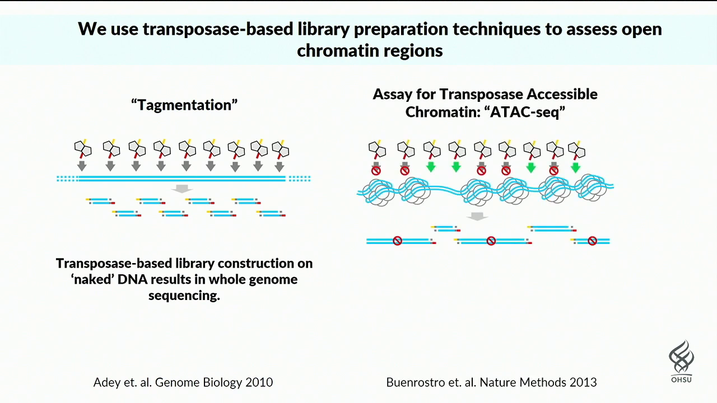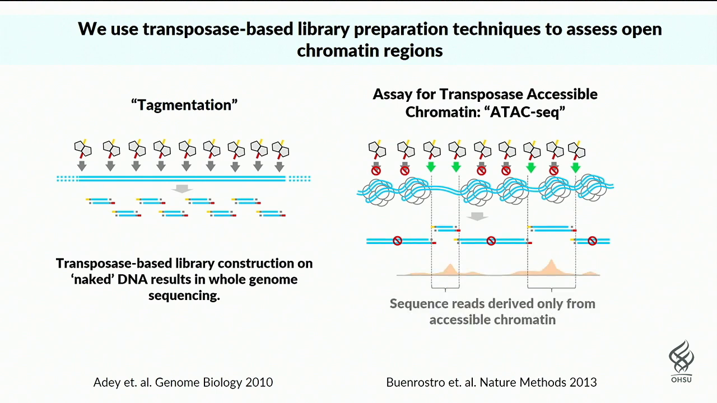Jason Buenrostro back in 2013 showed that the concepts behind DNase hypersensitivity mapping, which is a physical constraint of being able to use enzymes on only open regions of chromatin, also work for this transposase-based library preparation. So if you expose your native chromatin to this transposase reagent, the transposase can only act and insert sequencing adapters and fragment DNA in these open regions of chromatin.